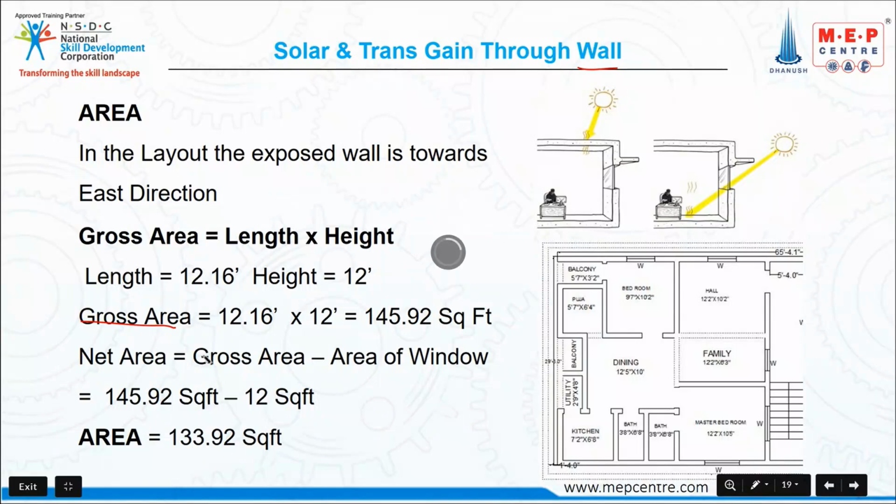Now I need to find the net area. Gross area means the total wall, not the area of that space. Now in between we have a window in the wall, right? So we have to remove this window. When you remove that, we already calculated this window, this glass. Why should we add it again on the wall? We should not. That is why we are removing it. So which is called a net area: gross area minus area of window, which is 145.92 square feet minus 12 square feet, which is 133.92 square feet. This is the area of the wall. Hope you are clear, right?